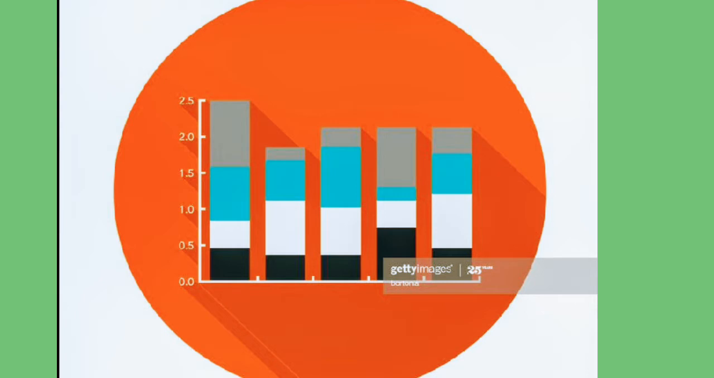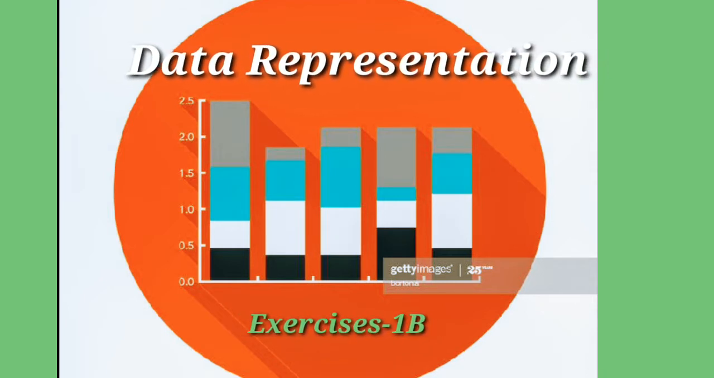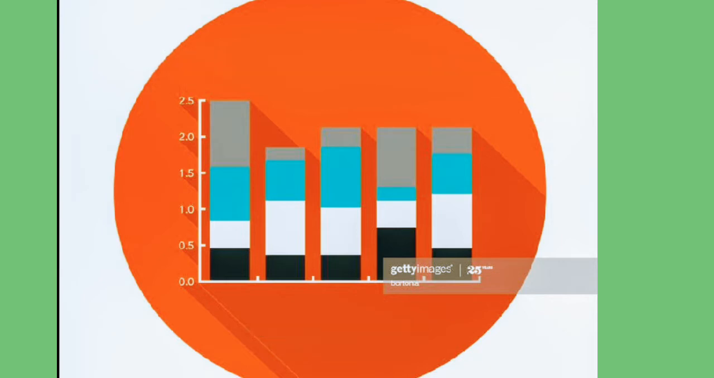Today, I'll take up exercise 1B based on data representation. Children, in your previous exercise, you would have learned how to organize the given raw data with the help of tally marks and frequency distribution table. Today, you will learn how to represent the data.